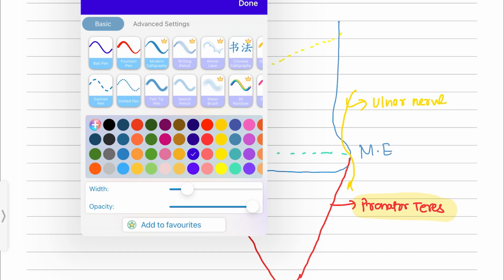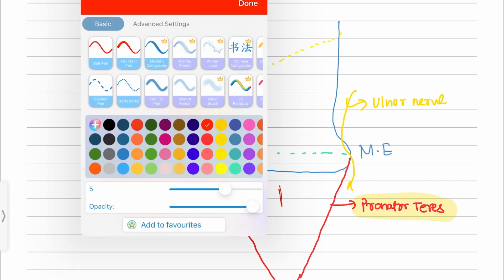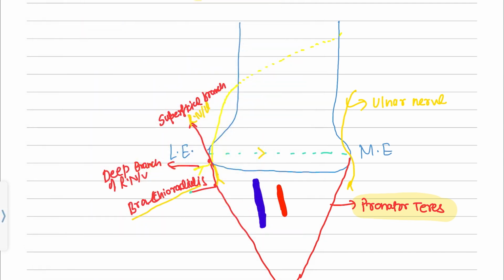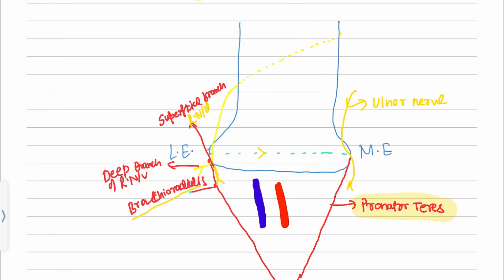The third one, I would use the red color. This is an artery. This is how I represent the artery. This is the brachial artery. Now I again make a nerve here. This nerve is the median nerve. Let me write it down somewhere for you.